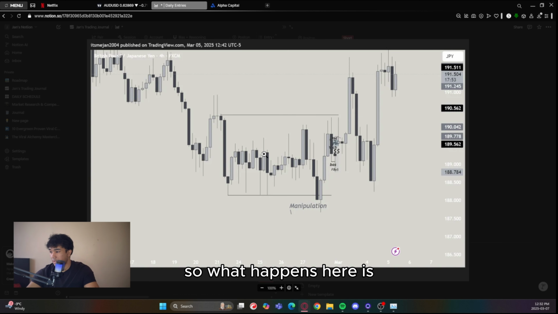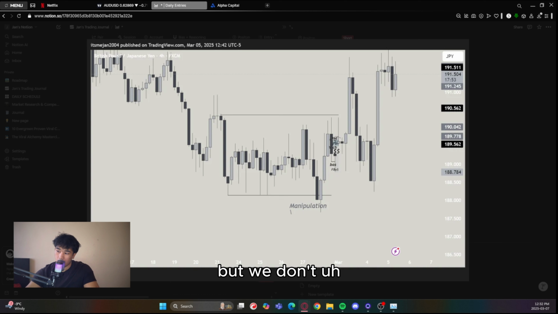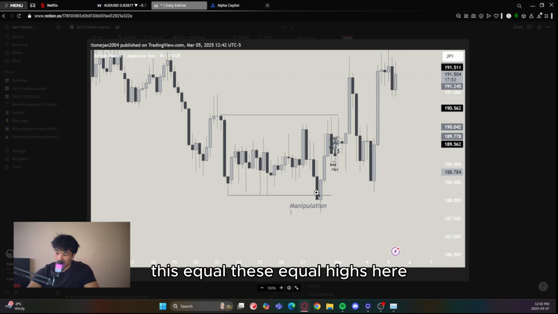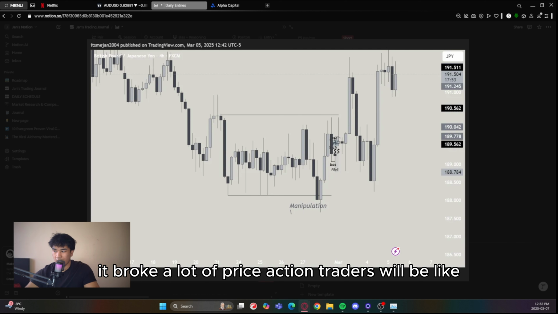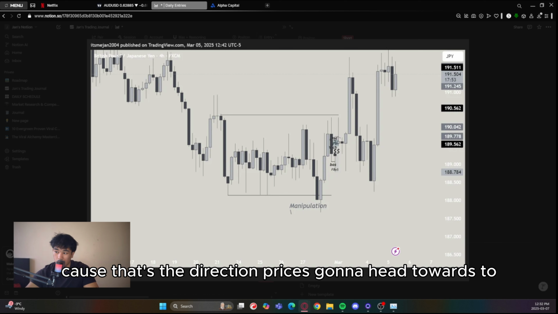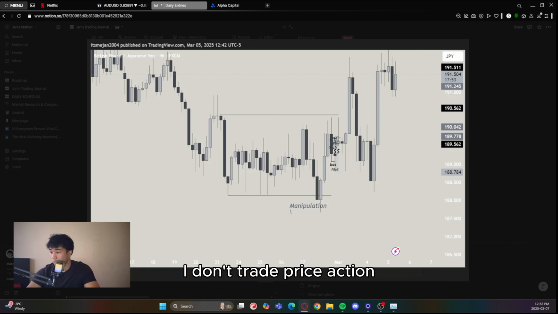So what happens here is price is creating equal highs and equal lows. And then we see here that price actually broke below these equal highs. A lot of people will think, oh okay, it broke. A lot of price action traders will be like, oh, it broke below the low, that means I'm gonna go short because that's the direction price is gonna head towards. Most of the time, sometimes I'm not too sure myself. I don't trade price action, but it does do that sometimes.